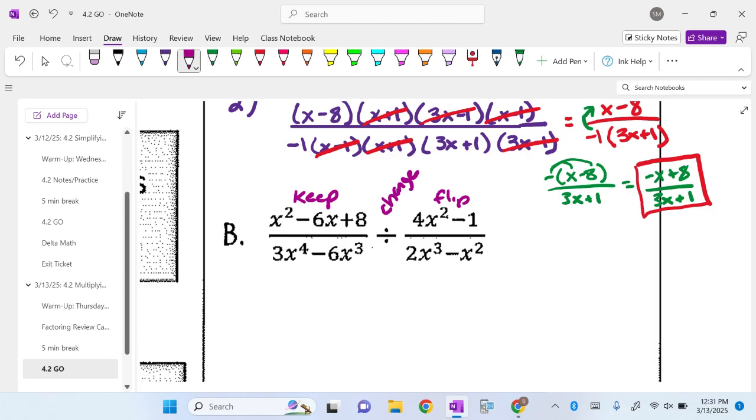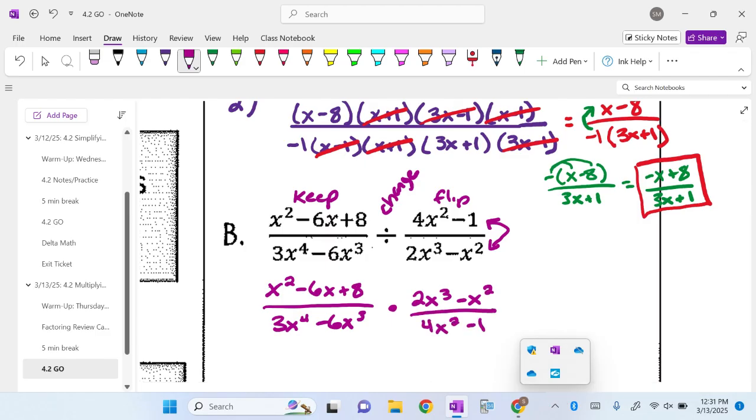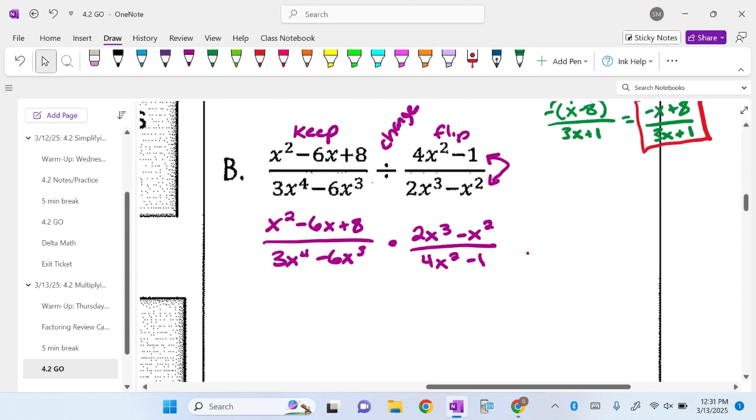All right. So we're going to rewrite this before we even start factoring. So this is x squared minus 6x plus 8 all over 3x to the fourth minus 6x cubed times, because the division now becomes multiplication, and then we flip this fraction over. So this is 2x cubed minus x squared all over 4x squared minus 1. All right. So now we have a multiplication problem. So we're going to repeat the steps that we did in the previous. All right. So what's my first step?